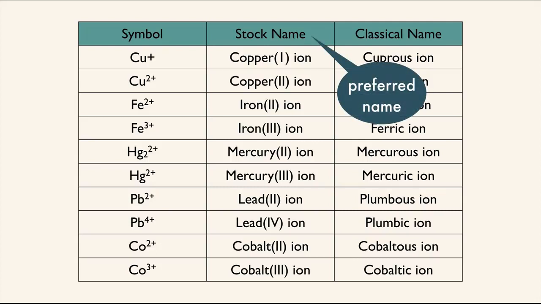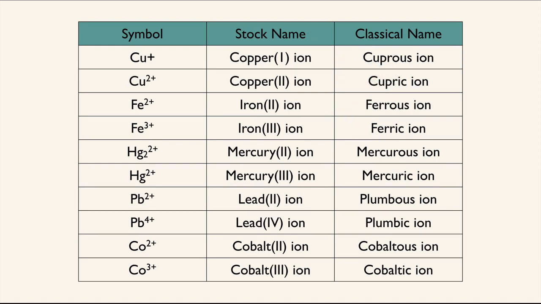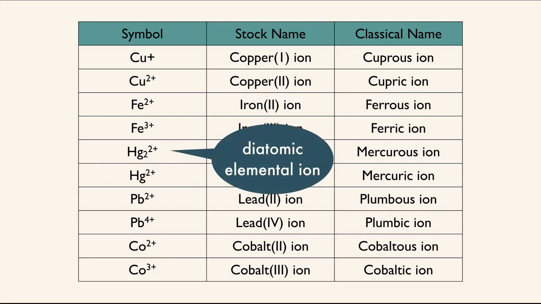The classical name is not often used, but you may hear it occasionally, especially from some of the older college professors. Words like cuprous ion or cupric ion tell you whether it's the higher or lower charge, but you have to remember which is which. The stock names are a clearer, more straightforward way to name these ions. So we would say lead-2 and lead-4 ions, or mercury-2 ion, which also happens to be a diatomic elemental ion.